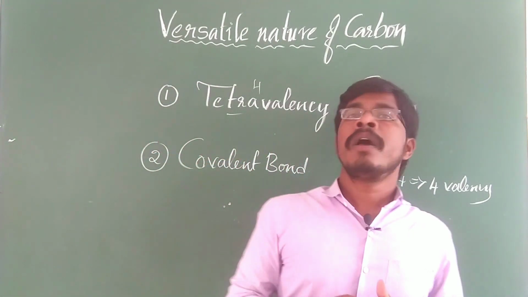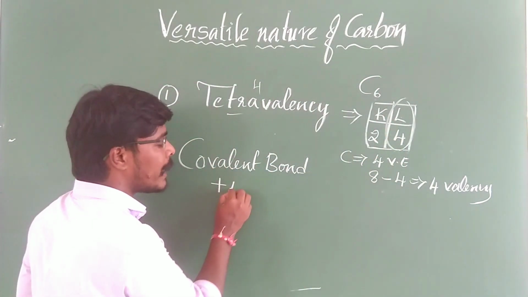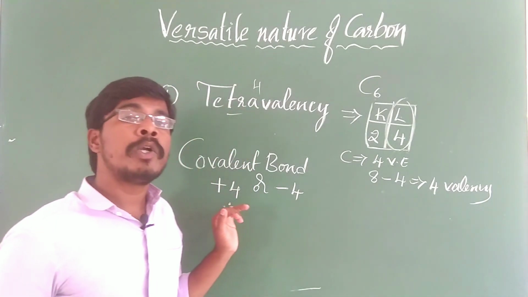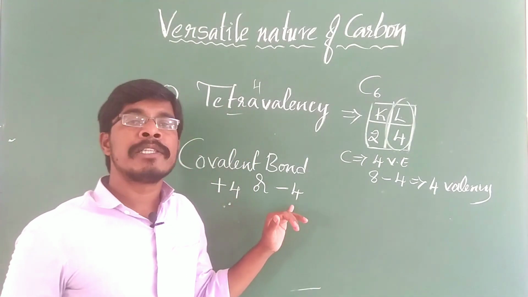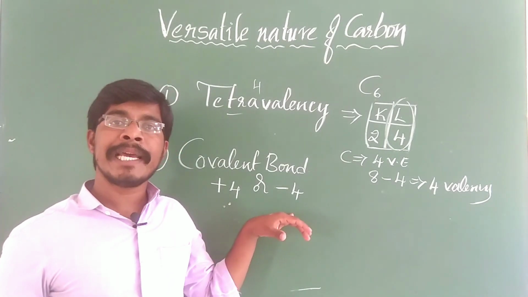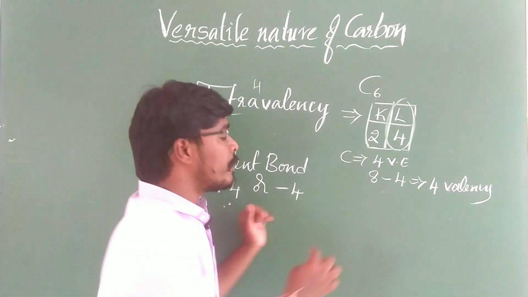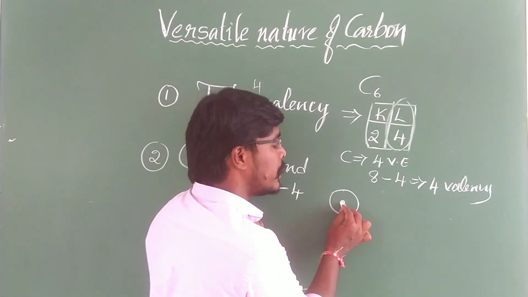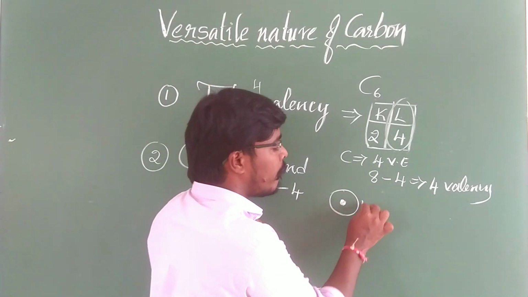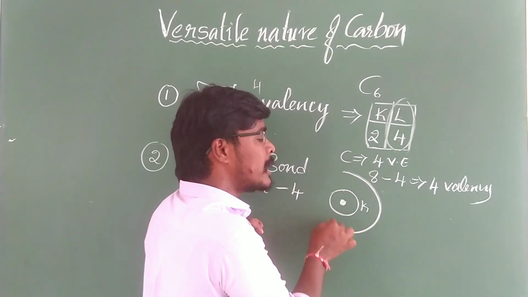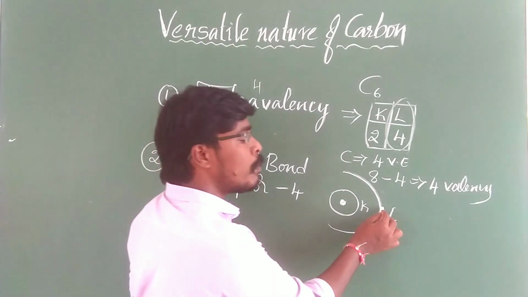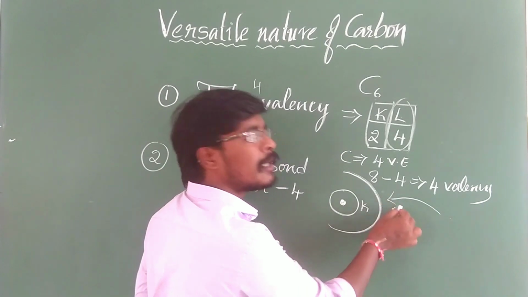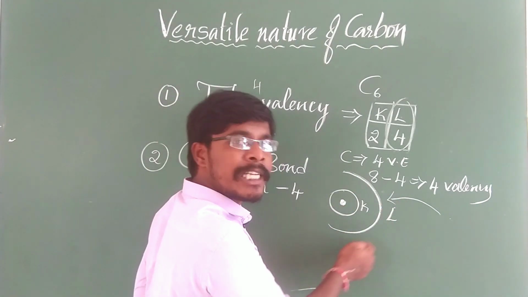It does not have the ability to form a +4 cation or a -4 anion. It is not able to lose electrons and it does not have the ability to gain electrons, because carbon is already small in size. The nucleus is at the center, the first shell is the K shell and the second shell is the L shell. The outermost shell consists of 4 valence electrons, and the other electrons, if shared also, will be in the L shell only, right?